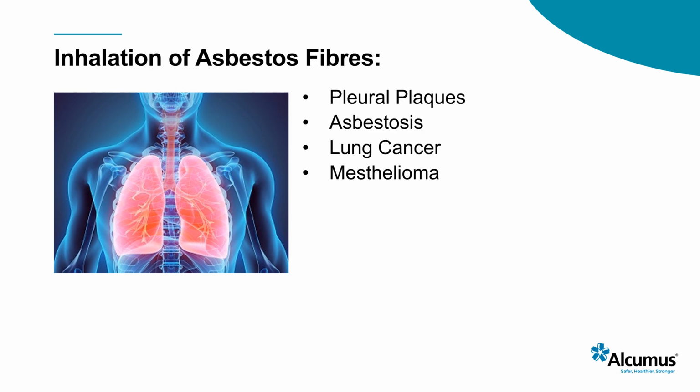Mesothelioma is a cancer of the pleura of the lung, the lining of the lung, which is only associated with exposure to asbestos, and currently accounts for approximately 2,500 deaths per year. These ill health conditions are not apparent immediately after exposure, and it can take many years before symptoms are presented.